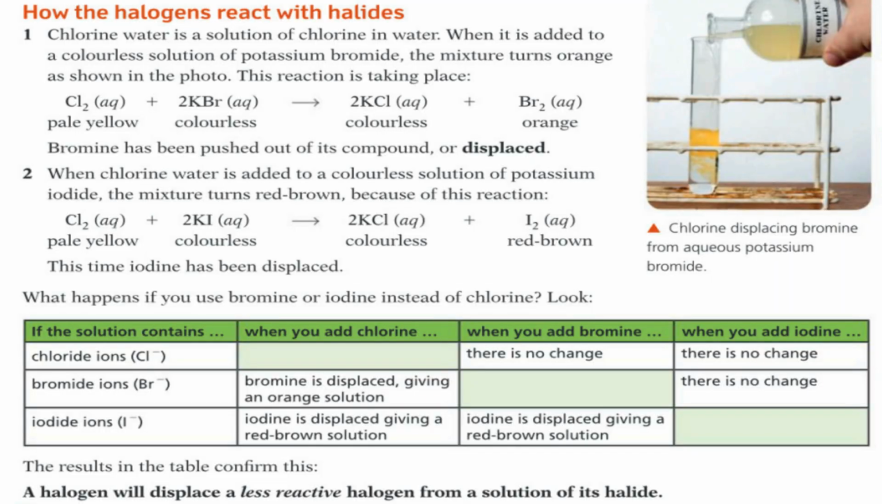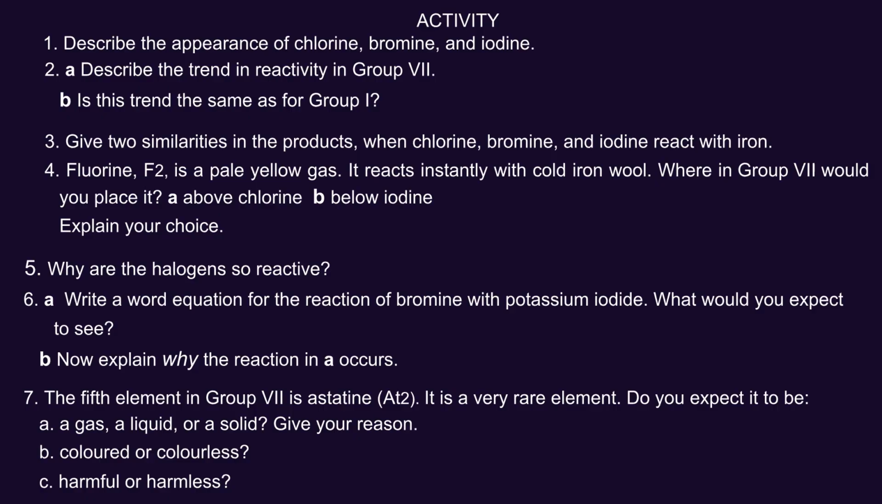A more reactive halogen can displace a less reactive halogen from a solution of its halide. For example, chlorine displaces bromine from potassium bromide and iodine from potassium iodide. This final slide presents an activity to reinforce your understanding of the properties, trends, and reactions of the Group 7 halogens.